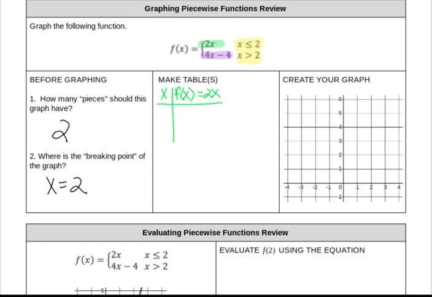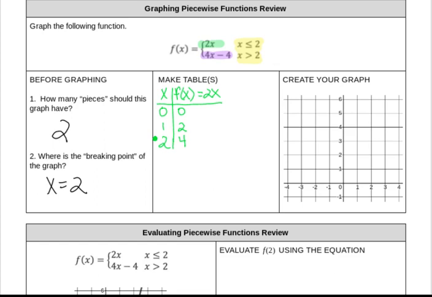And I know that I want x values that are less than or equal to 2. So the highest x value that I'm going to have is 2. I'm going to go ahead and just do 1 and 0 also, because that's nice and easy. So if I plug in 0, I get 0. If I substitute 1 in for x, I get 2. If I substitute 2 in for x, I get 4. Since my domain tells me that x is less than or equal to 2, I know that at x equals 2, I'm going to have a closed circle on this portion of the graph.